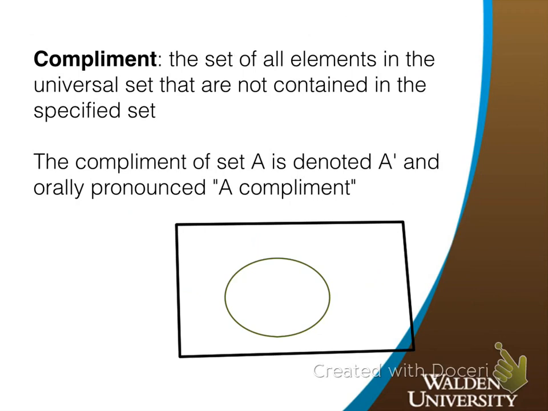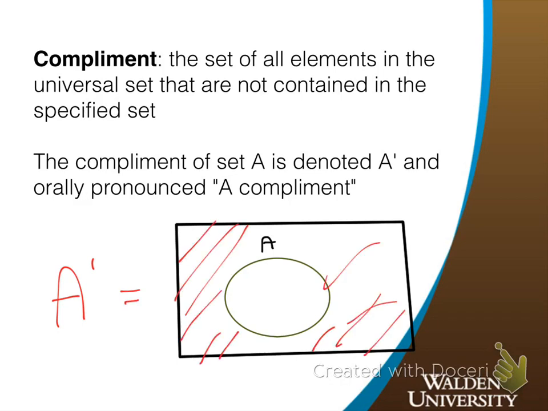Complement: the set of all elements in the universal set that are not contained in the specified set. The complement of set A is denoted A prime and orally pronounced A complement. So in this case, if we call this circle here A, let's look at A complement. It would be all this background right here, so pretty much everything and anything in the universal set in the background there.